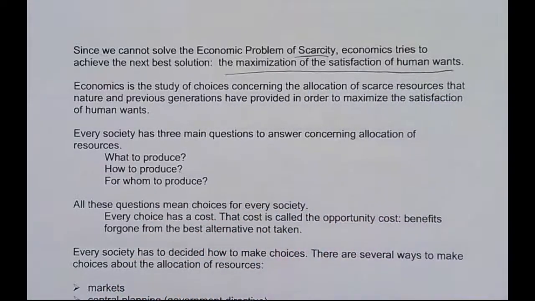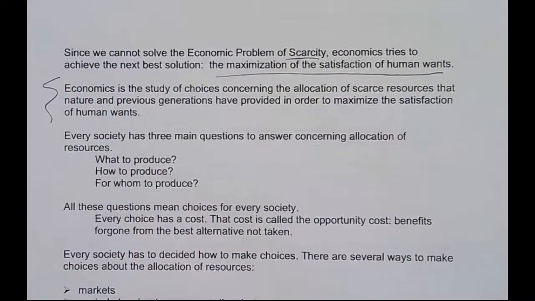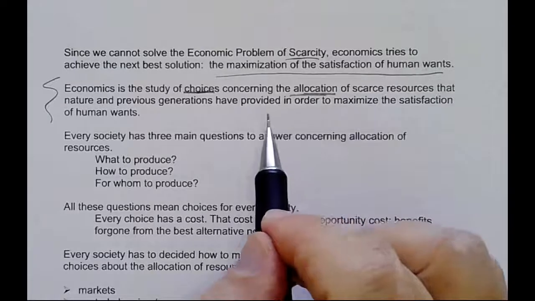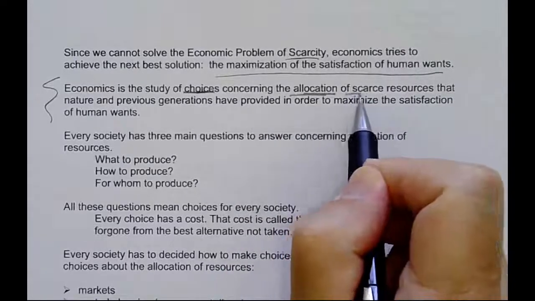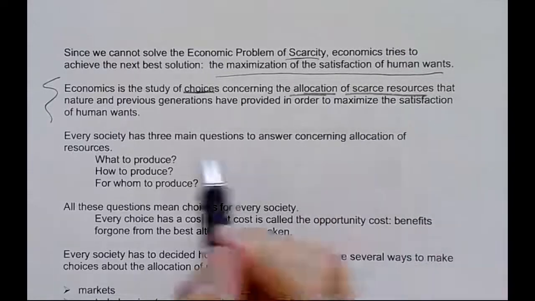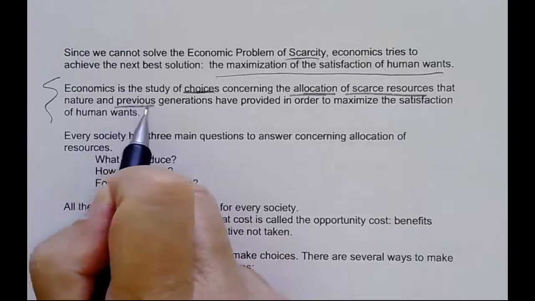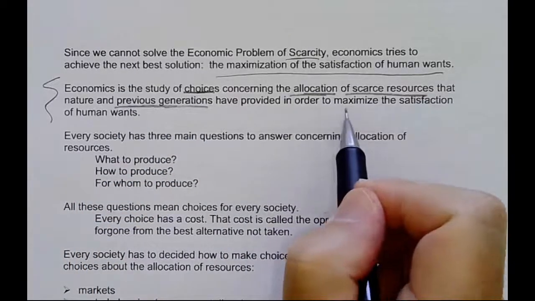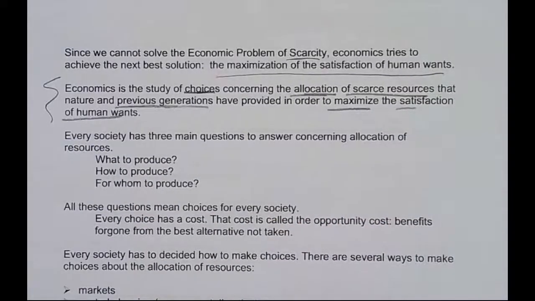So right here we have a nice little definition of economics. Economics is the study of choices concerning the allocation. Allocation means how we're going to decide what we're going to do with these scarce resources that nature and previous generations have provided. Previous generations would be the capital infrastructure left to us in order to maximize the satisfaction of human wants.